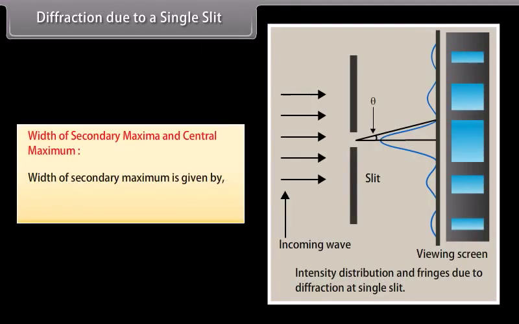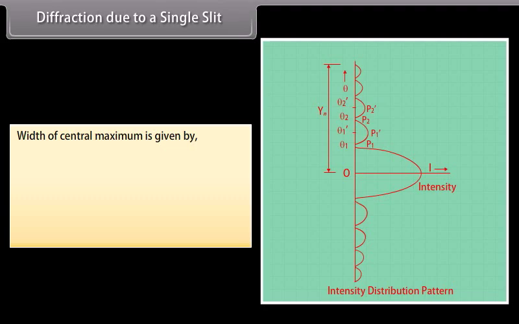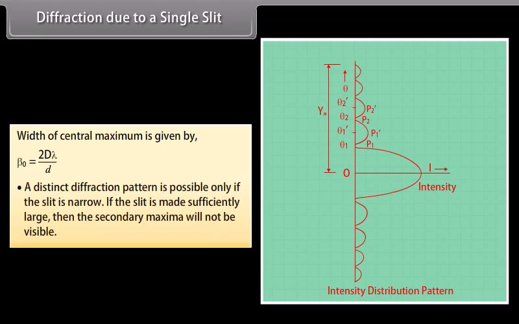The width of the secondary maximum is given by beta = D lambda/d. The width of the central maximum is given by beta naught = 2D lambda/d. A distinct diffraction pattern is possible only if the slit is narrow. If the slit is made sufficiently large, then the secondary maxima will not be visible.